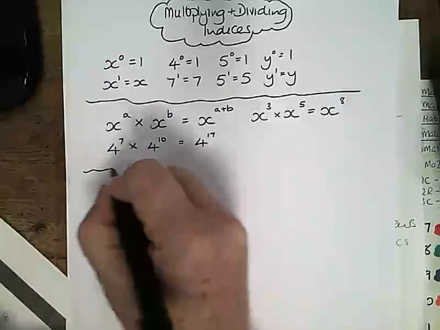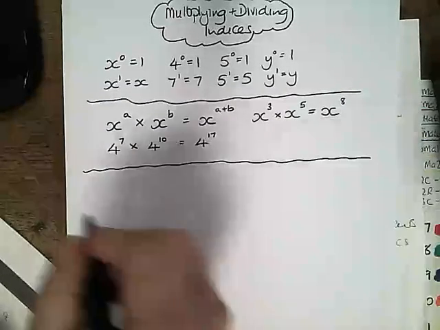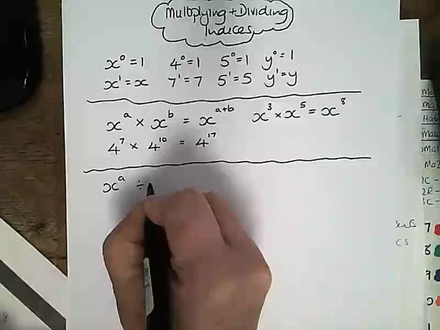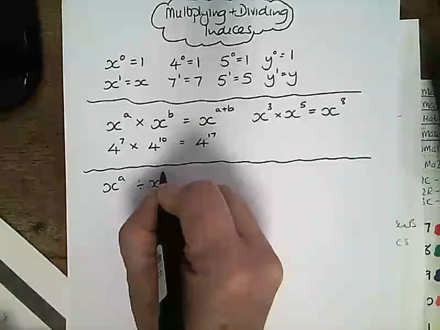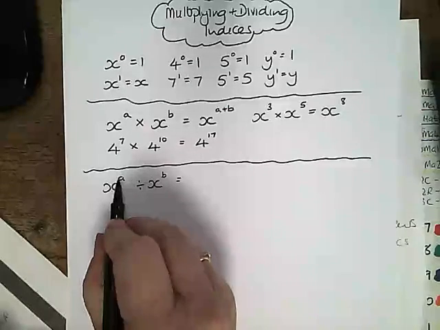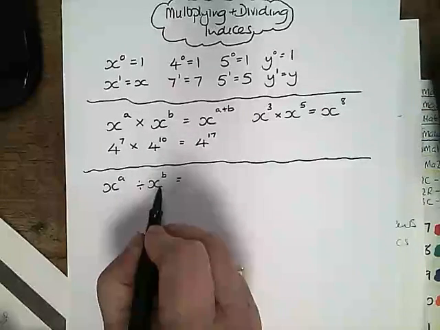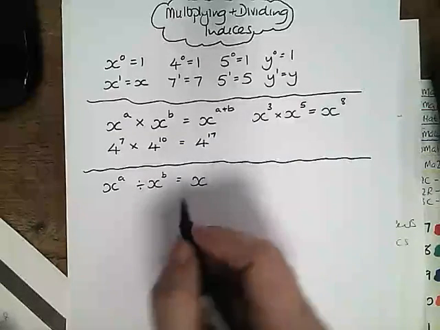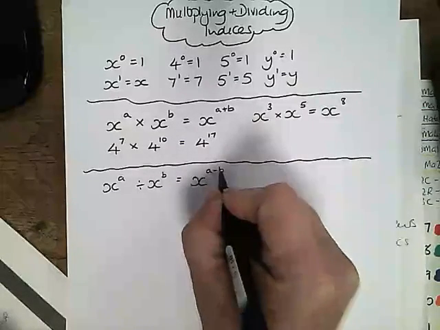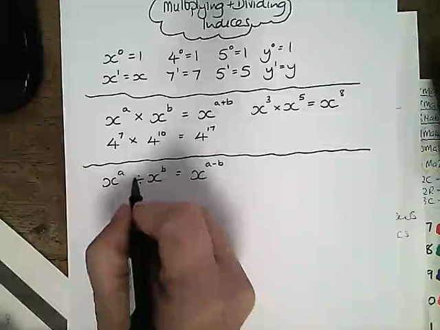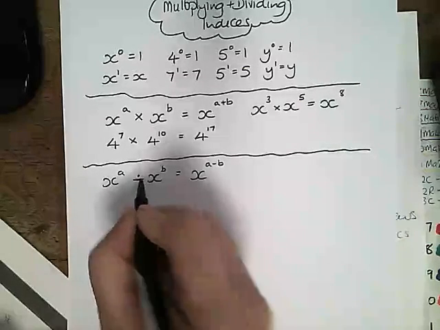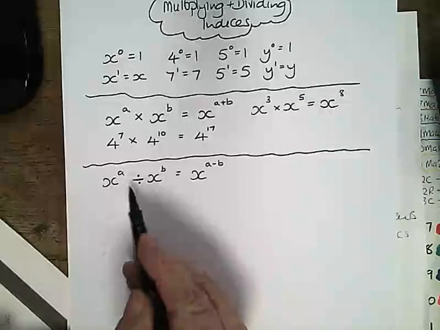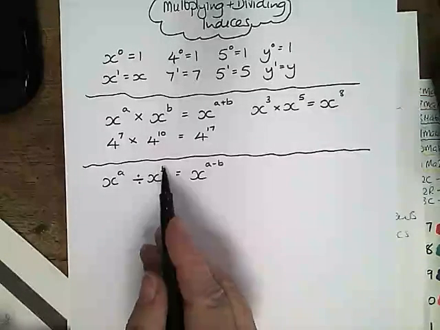When we are dividing indices, the rule is that we subtract the little numbers, the indices. So when we have x to the power a divided by x to the power b, that becomes x, so the same base number, the big number, and we do a take away b. And the clue this time is that in the divide sign there appears to be a takeaway sign hidden there, and that reminds us that we are going to do a take away b in that order.